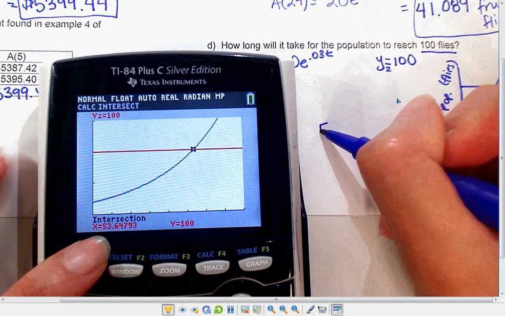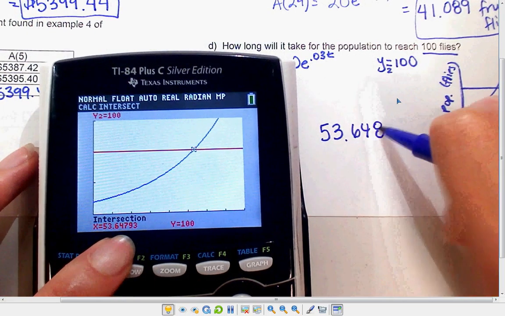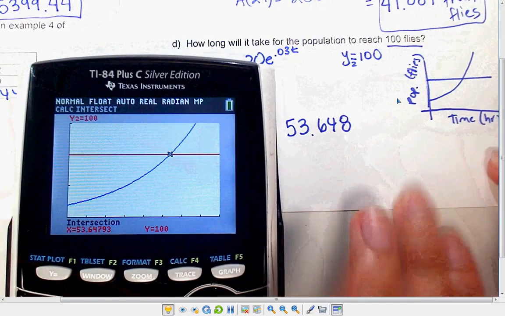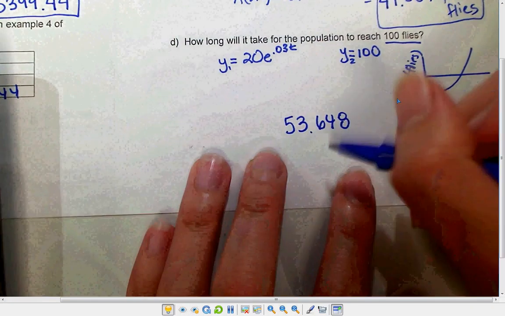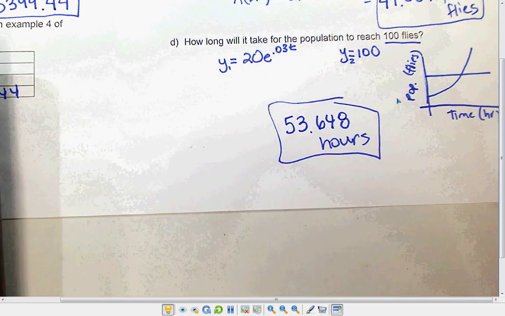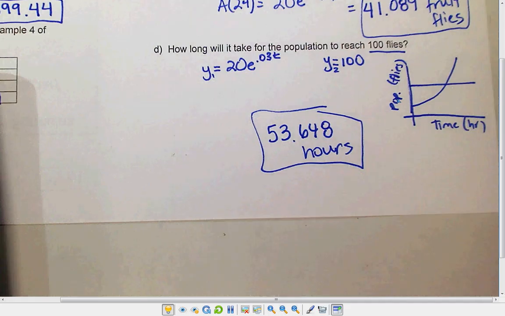X equals 53.648, to 3 decimal places. Because this is my x value, it is time. So my units are hours. So how long will it take for the population to reach 100 flies? It's going to take about 53.648 hours.